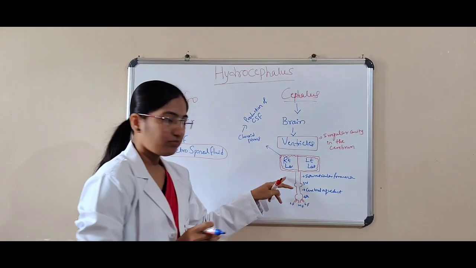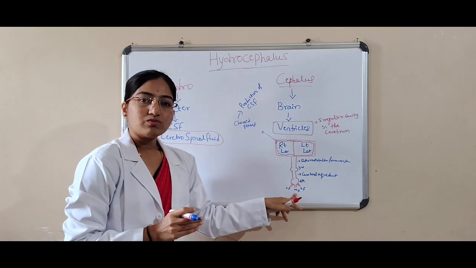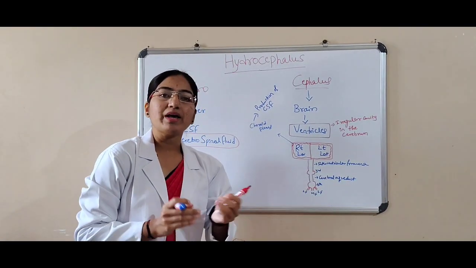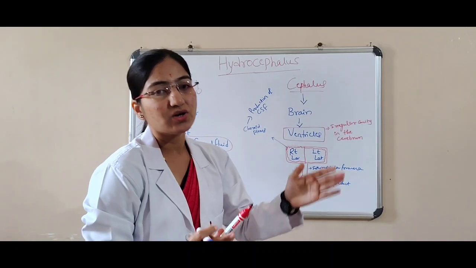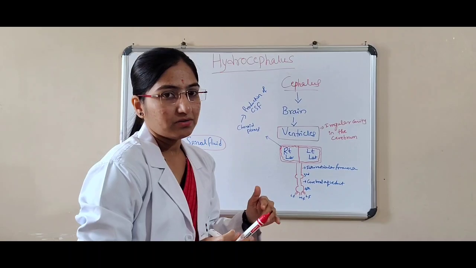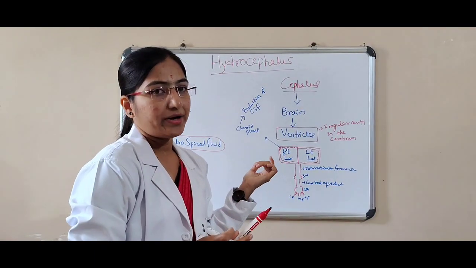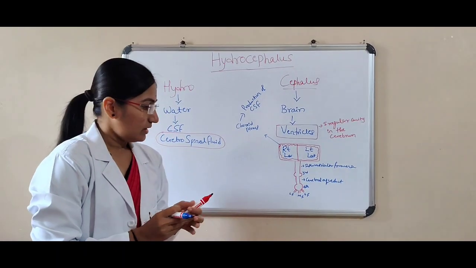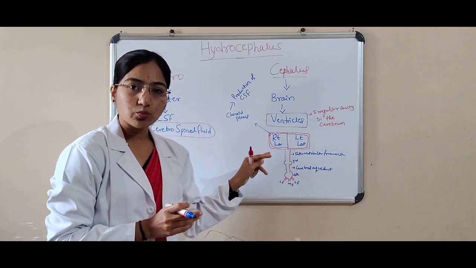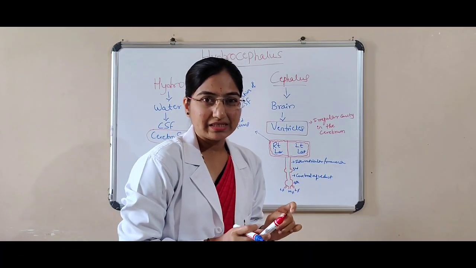CSF is produced, then comes to the third ventricle, and then to the fourth ventricle. Through the meninges it is present in the subarachnoid space, which lies between the arachnoid matter and the pia matter. That space is called the subarachnoid space. CSF is produced inside the ventricles, but where does it remain? It remains in the subarachnoid space.